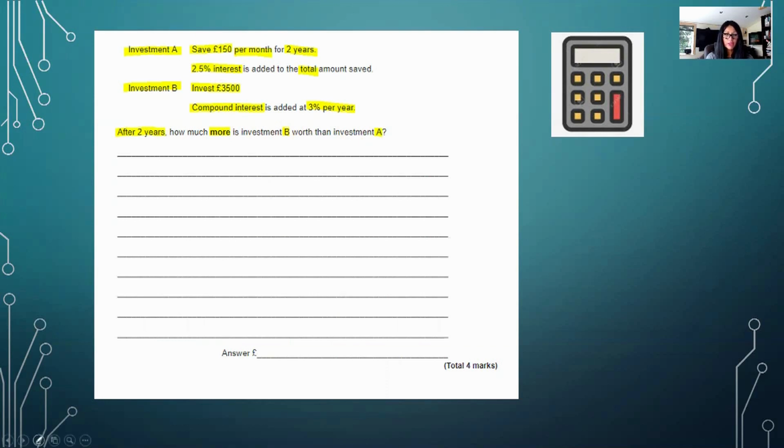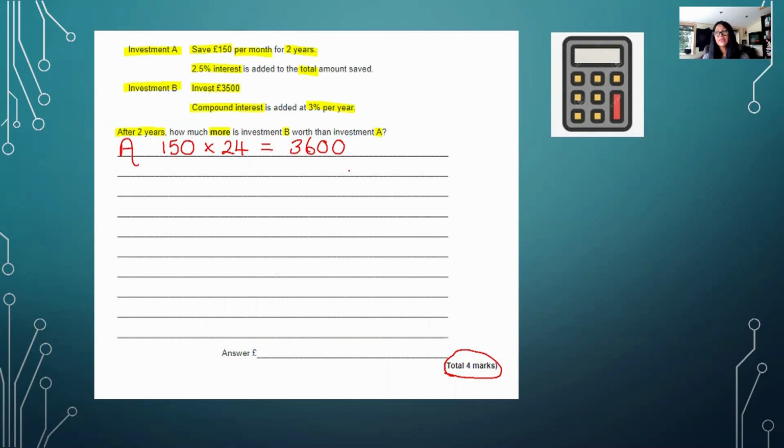So straight away we know when we work out our 2 investments, investment B should be worth more than A. Now this is a 4-mark question and it was a whole page question. So the examiner is expecting to see lots of lovely workings, and 4 marks means roughly 4 minutes. Okay, so let's do the maths. So we have investment A. We have £150 per month, and that's for 2 years. There's 12 months in a year, so 2 lots of 12 is 24 months. So we're going to work that out. Now, I could do that in my head, but I've got a calculator, so it'd be very silly not to use it. So 150 times 24 is £3,600.